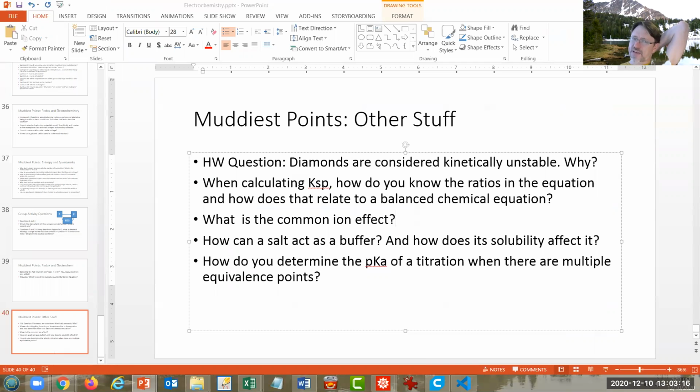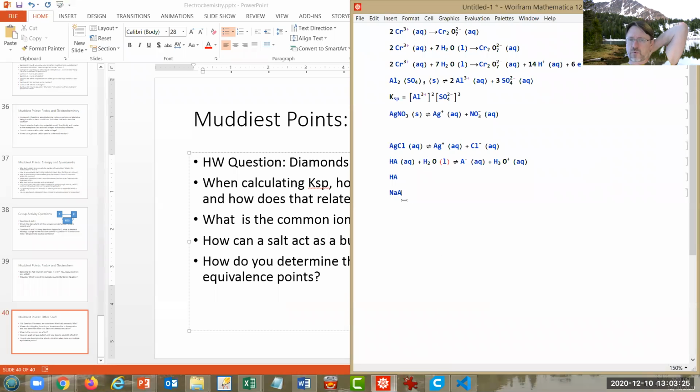I think that any buffer has that capacity because if you are at a point where HA equals A minus or is very close, then the Henderson-Hasselbalch equation works in both directions. So I don't know that that's something special about a salt. I think what I would need to know is what kind of salt they're talking about.